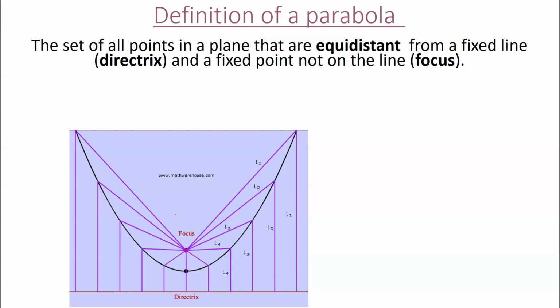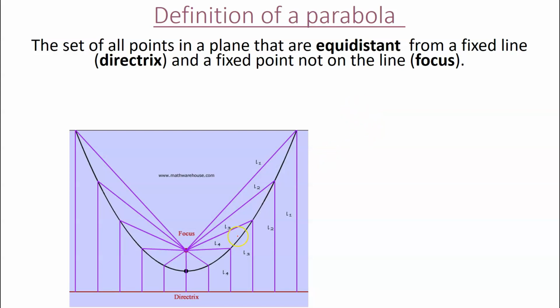Okay, and those things have names. The fixed line is called the directrix. The fixed point not on the line is called the focal point, or focus. If it's plural, when we get to ellipses and hyperbolas, you can call it focuses, or you can call it foci, F-O-C-I. That's also a proper way of referring to plural focal points.